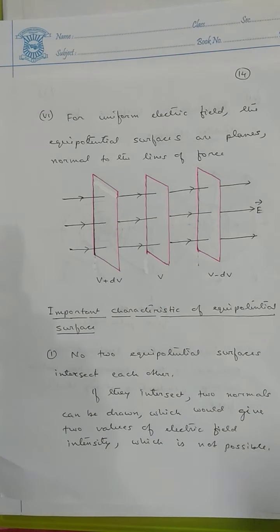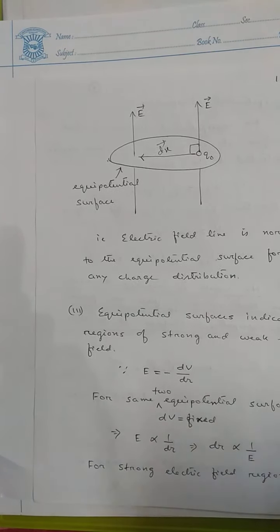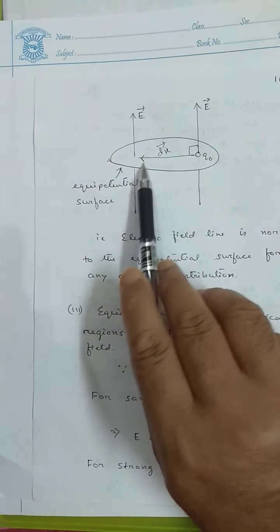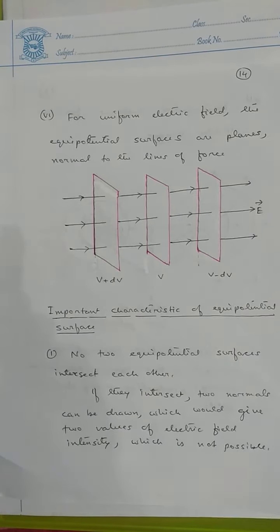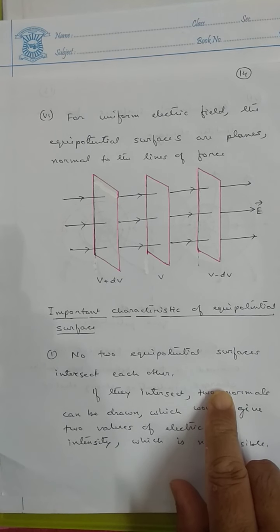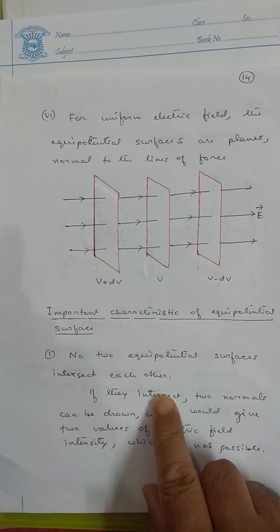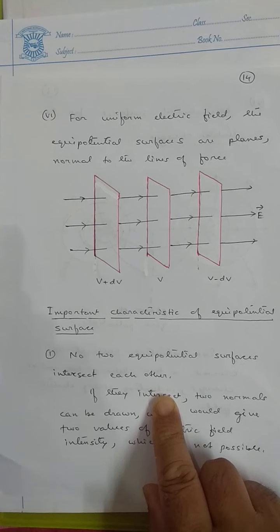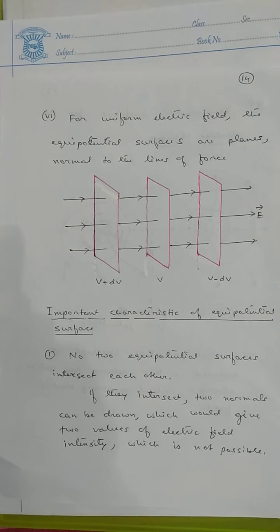In property number 2, we say that the electric field lines are normal to the equipotential surface. If two equipotential surfaces intersect each other, at the point of intersection, we may draw two normals, and those two normals give two values of electric field intensity at a point, which is not possible. Therefore, two equipotential surfaces never intersect each other. So, today we are mainly studying some of the basic characteristics of equipotential surfaces.